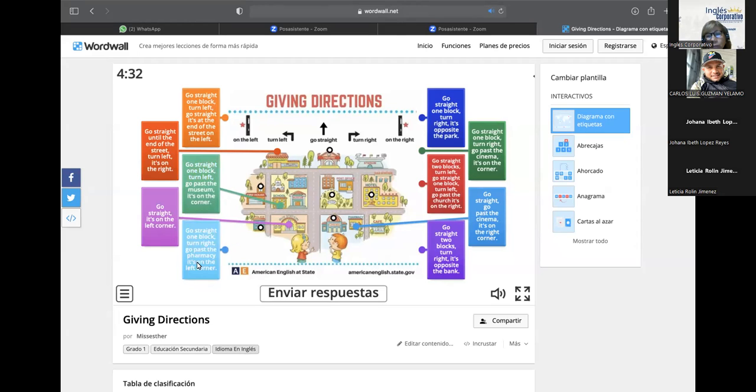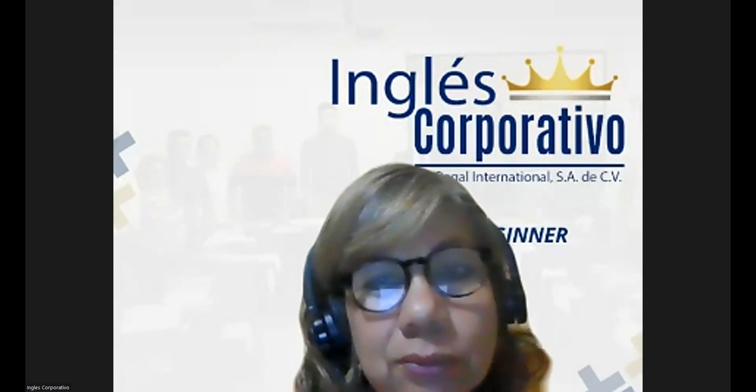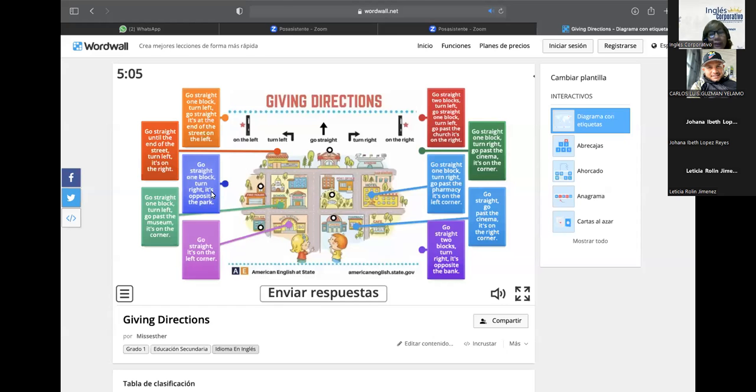Ok. O el azul dice: go straight one block. Gira a la derecha, pasa la farmacia. Está opuesto al parque. If you read in English, say it in English, please. Okay, teacher. Say it in English. La verde. The green block. The green one. Go straight one block, turn right, go past the cinema. It's on the corner. East Bank. Cinema.